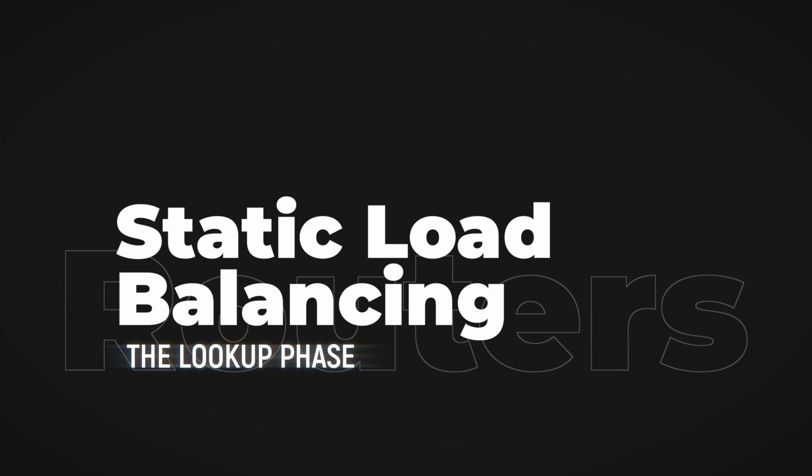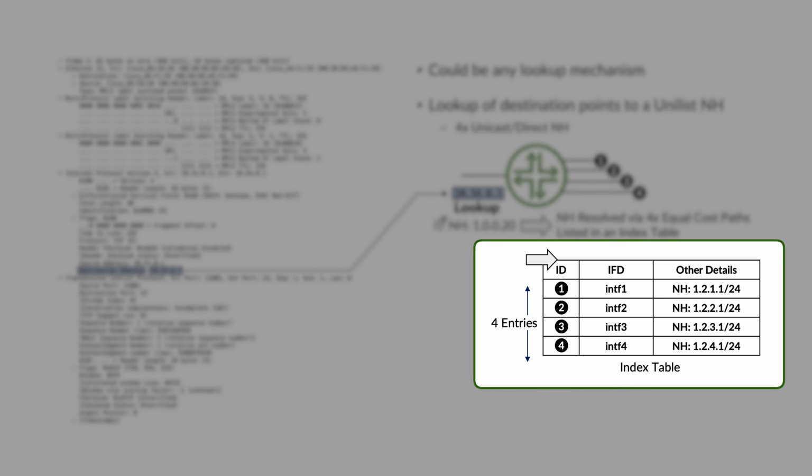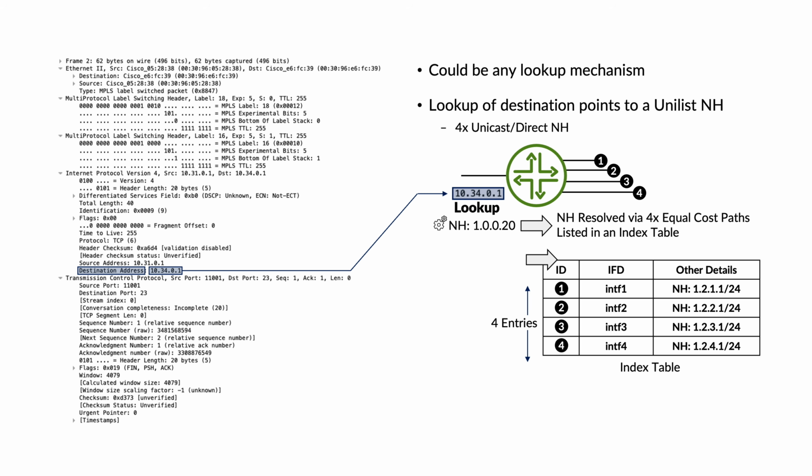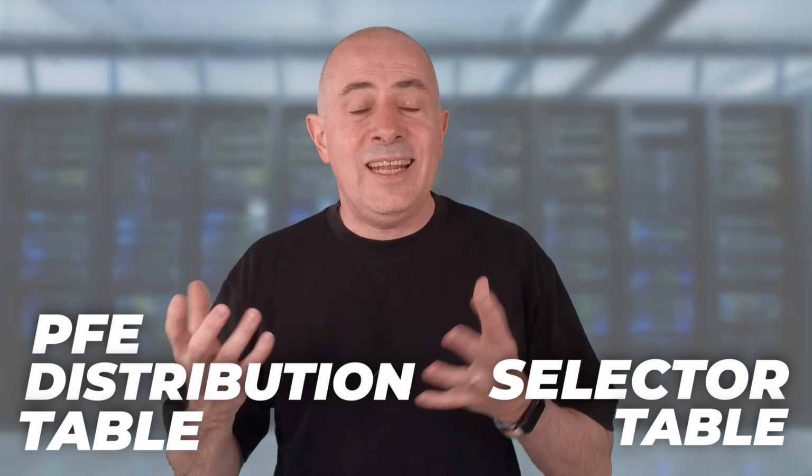Okay, let's get back to our abstracted representation and we'll reach the lookup phase. Here, the destination is resolved via a unilist next stop, itself composed of multiple entries. These entries are stored in an index table, represented here. We have this first array or structure or matrix, if you want, the index table. The entries of the index table are used to populate another table called PFE distribution. Sometimes we call that Selector Table.